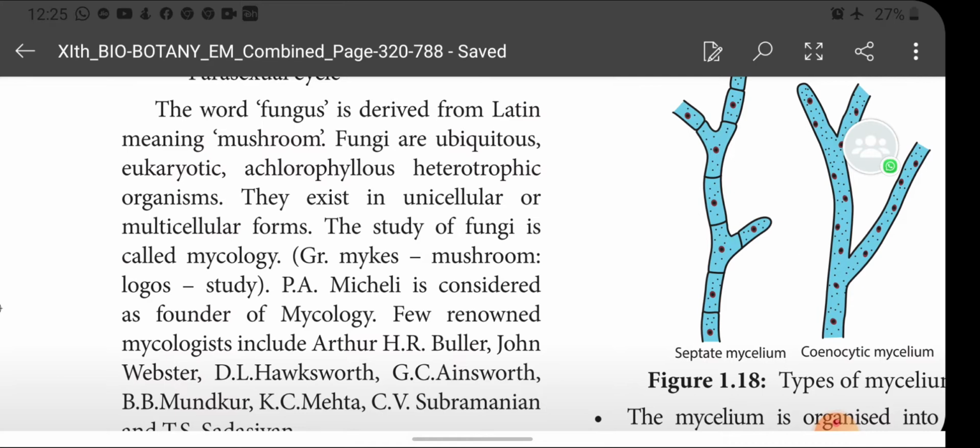They exist in unicellular or multicellular forms. The study of fungi is called mycology. Myco means mushroom, logos means study. P.A. Micheli is considered a founder of mycology.